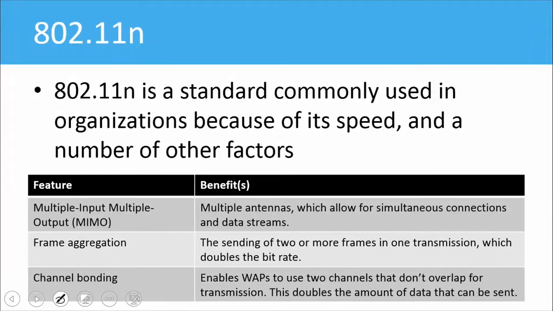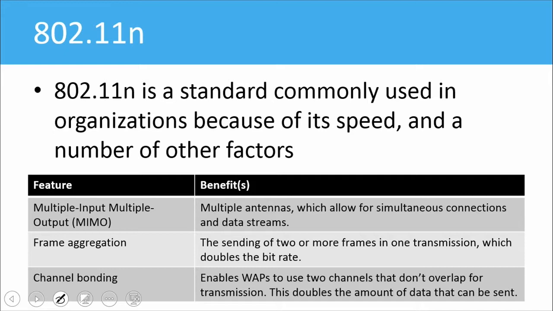Okay. All right, 802.11n. This is the standard that's commonly used right now. There's actually one that's newer than that. I believe it's 802.11ac. But it's a standard because it's fast, right? And there are also a couple of other factors too. It supports multiple antennas. So if you have a wireless router at home, simultaneous connections and data streams can flow into that wireless router. There's also something called frame aggregation that it supports, which is just sending 2 or more frames in one transmission, so the same radio signals, which can double your bit rate.